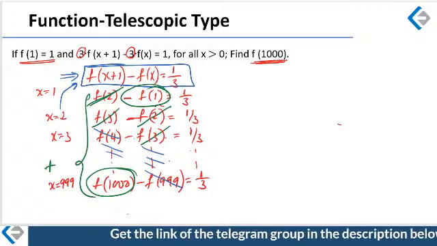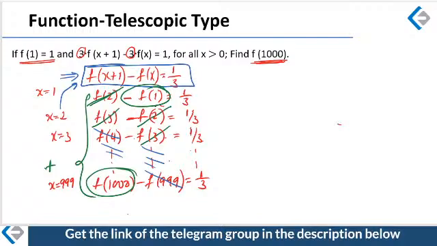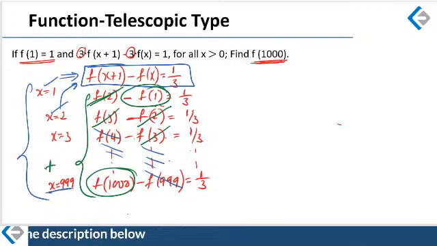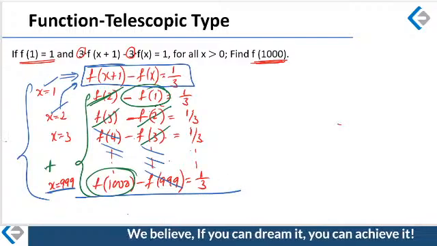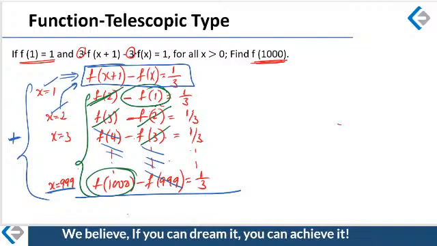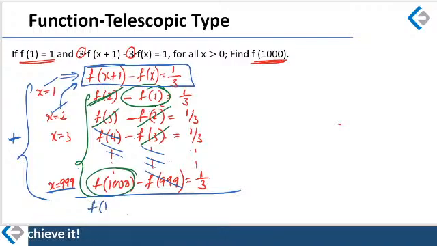So all you will be left with in a telescopic is something in the beginning and something at the end. How many terms did you add? 999 terms, because x is equal to 1, x is equal to 2, likewise, you wrote 999 equations. If I add all these equations, how many equations am I adding? 999 equations. If I add, what do I get, my friends? I get f of 1000 minus f of 1.